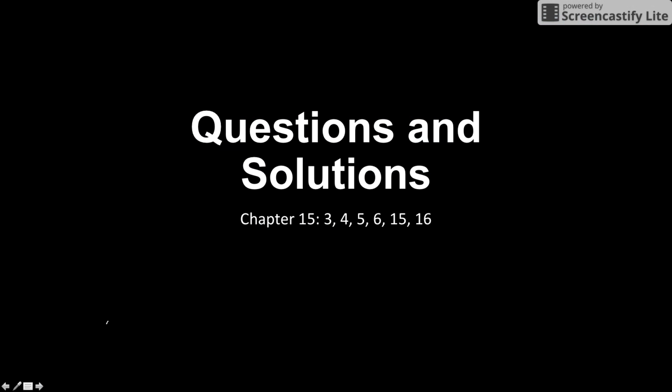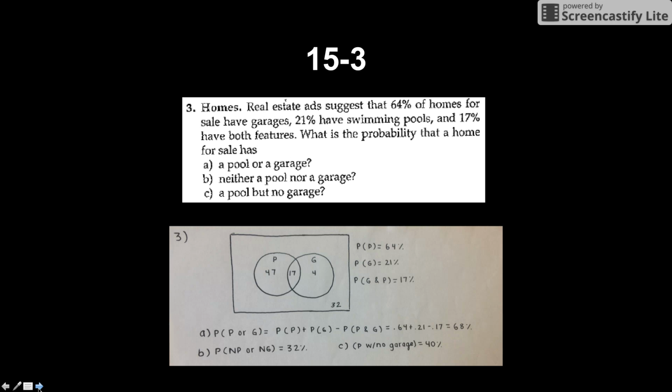So we're going to look at the questions and answers for chapter 15. The first question asks about homes, real estate homes. So the first thing I do is just break down the numbers. They give me these probabilities right here, so I always write those down. And then with these, I actually built myself a Venn diagram.